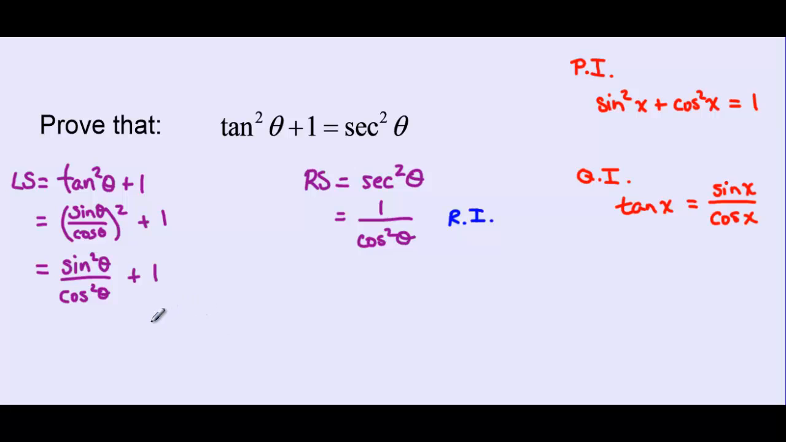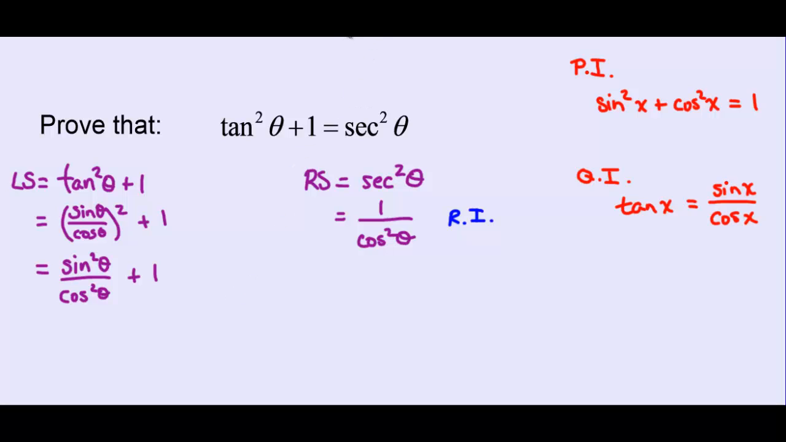Okay, one thing that I notice is the left side has two chunks of things. It has this sine squared over cos squared, and it has this plus 1. The right side only has one chunk of things, or just one fraction, 1 over cos squared theta. In order for the left side to equal the right side, I'm going to need both sides to have the same number of chunks of things. So let's try to get that left side so that it only has one thing. Or let's combine that fraction with that 1. How do we do that?